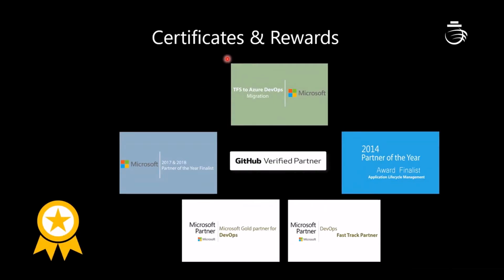These are the awards and certificates from Microsoft. We are proud to say that we are a Microsoft Gold Partner in Azure DevOps, and also a Microsoft Qualified Fast Track Partner and GitHub Verified Partner too. We have valuable recognition from Microsoft for DevOps services. We were awarded 2014 Partner of the Year from Microsoft, and also the Microsoft Inspire award for 2 consecutive years, 2017 and 2018. We are a GitHub verified partner, and we are certified for TFS to Azure DevOps migration.